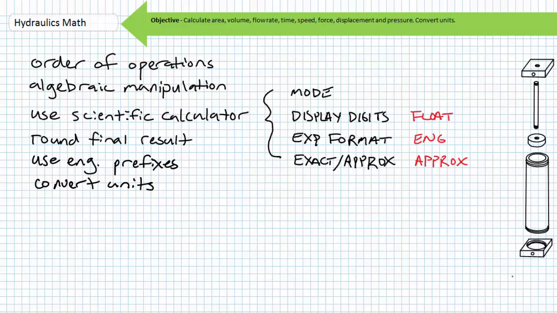Before we begin our discussion of hydraulics math, let me issue this warning up front. Expect inaccuracy in both calculations and observations. The two major sources of inaccuracy in hydraulics are practicality and interpretation.